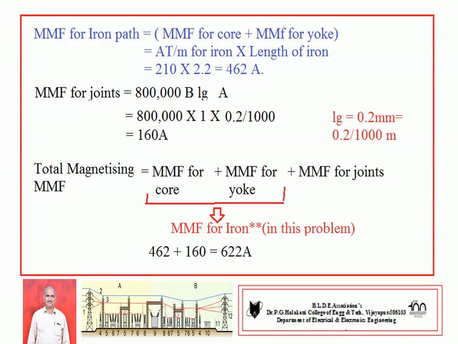We know the MMF of iron, we know the MMF of joints, then you go for total magnetizing MMF. Already we know the expression: total magnetizing MMF equal to MMF of core, MMF of yoke plus MMF of joints. Already I told you that MMF of core and MMF of yoke are generally referred to as MMF of iron. Hence MMF of iron plus MMF for joints in this problem. So it becomes 622 ampere-turns.